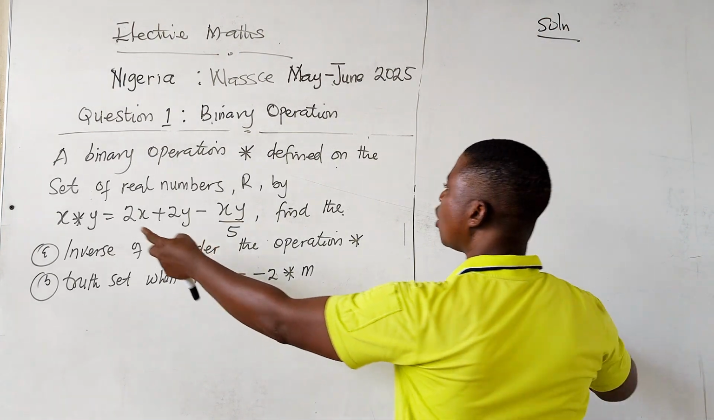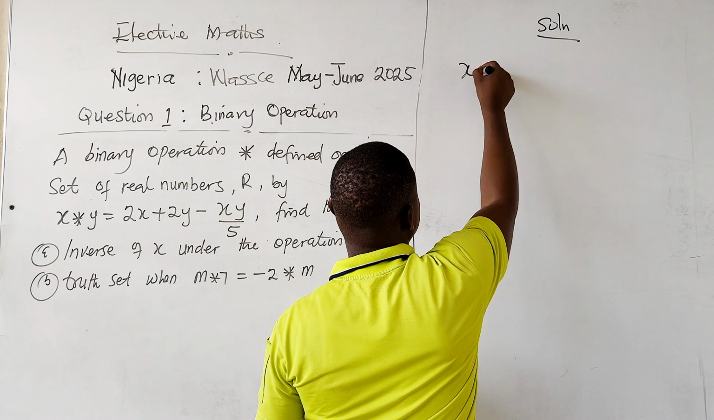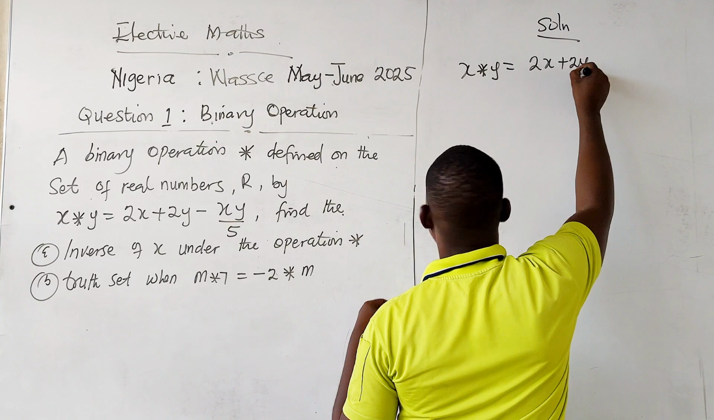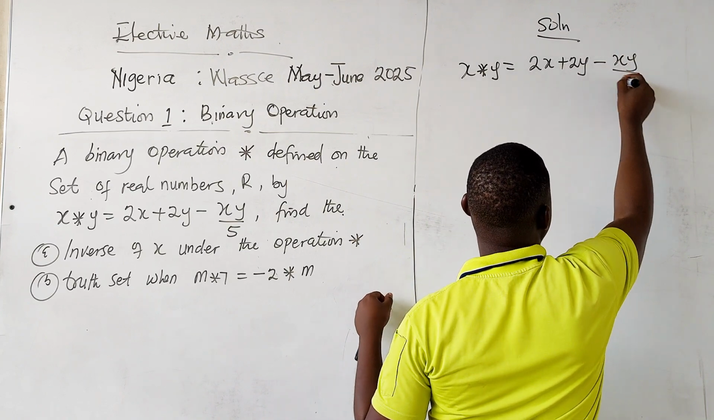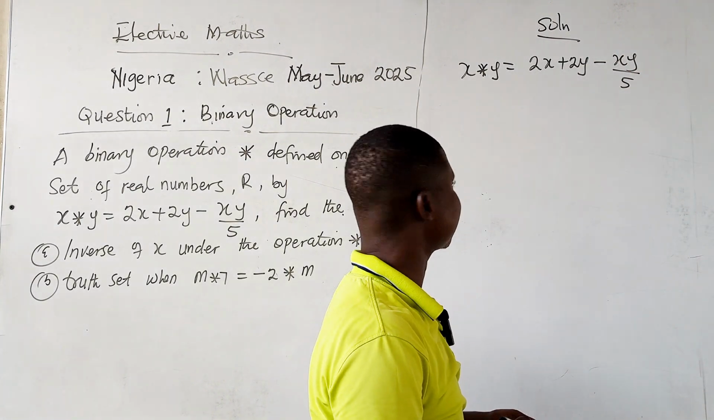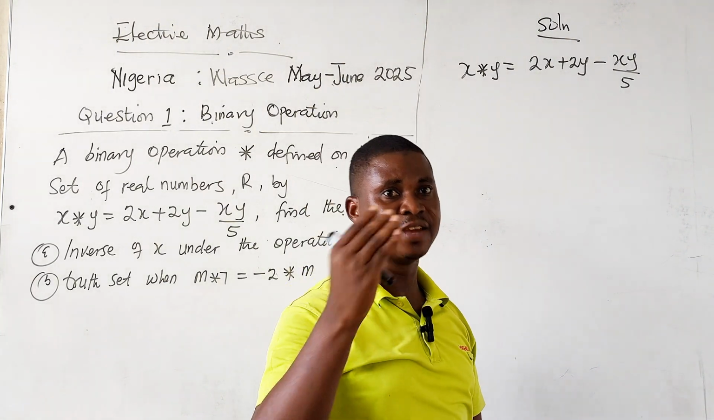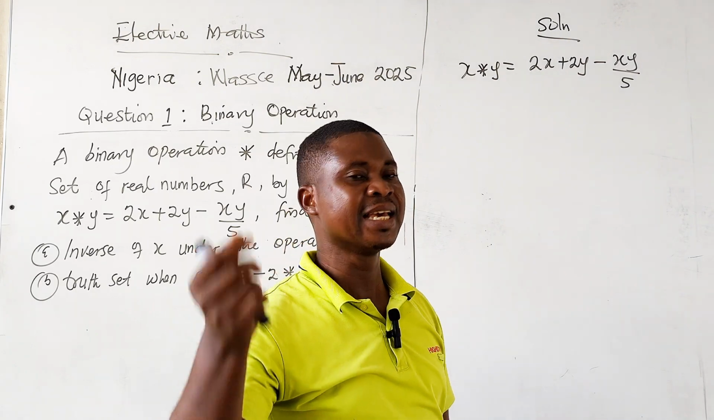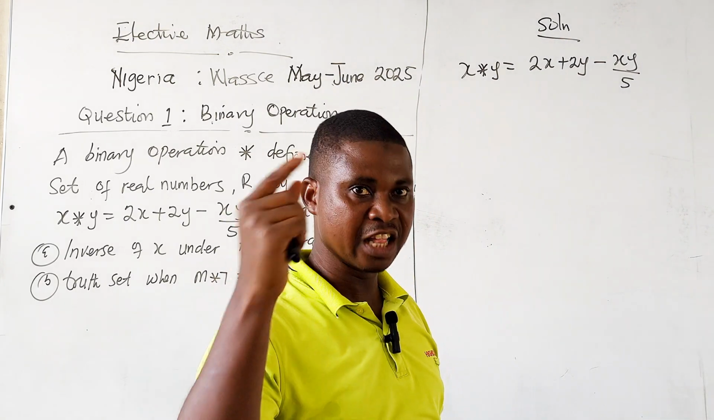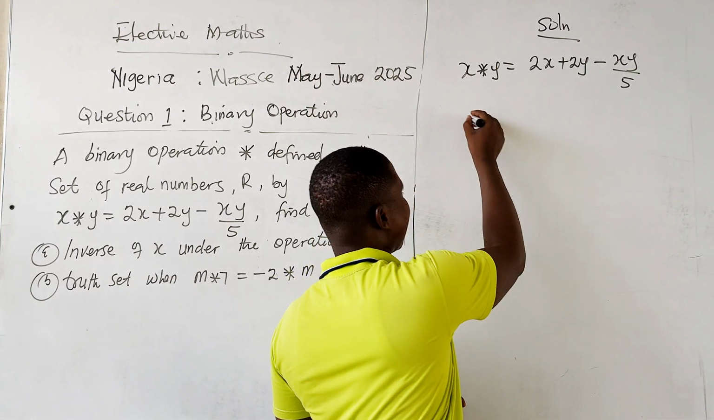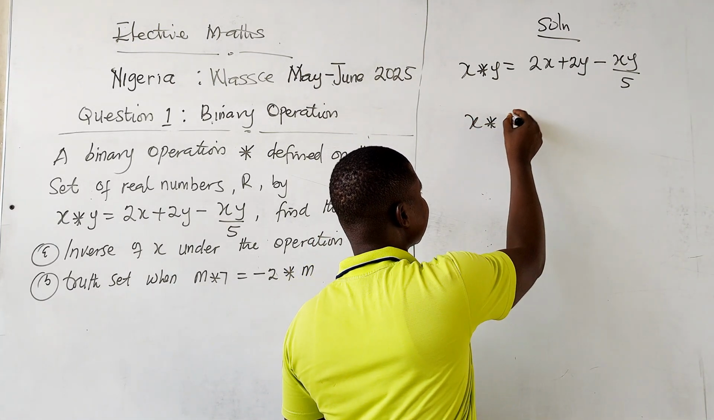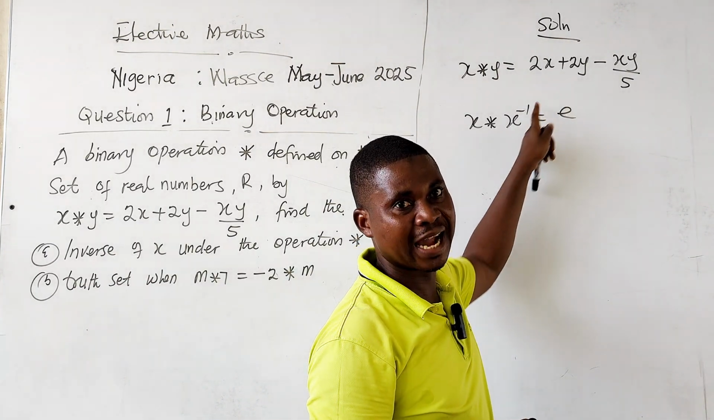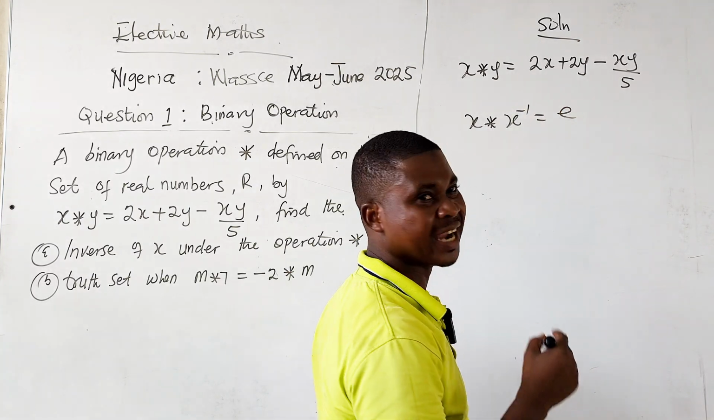So from the question, we've been given the operation x star y is equal to 2x plus 2y minus xy over 5. With this, we've been asked to find the inverse of this operation. And to get the inverse, we need to get the identity element, because when you look at the inverse, x operating on its inverse will give us the identity. And now we don't know the identity element, so it means we need to find the identity element.